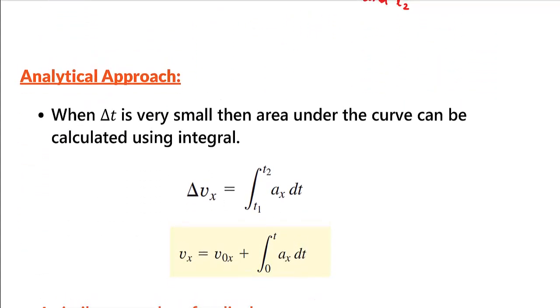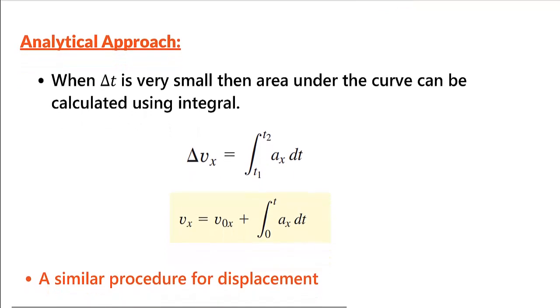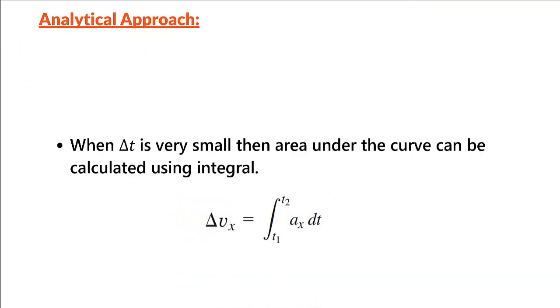We can also calculate change in velocity using the analytical approach, and this is basically an extension of the previous case. In the graphical method I said, if you want to calculate change in the velocity in the x direction, then this equals average acceleration in the x direction multiplied by time interval delta t. Now if you want to calculate this change between time t1 and t2, you have to consider the summation of all the rectangular areas.